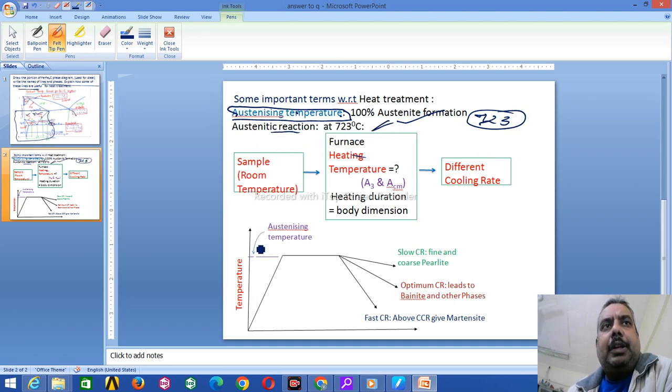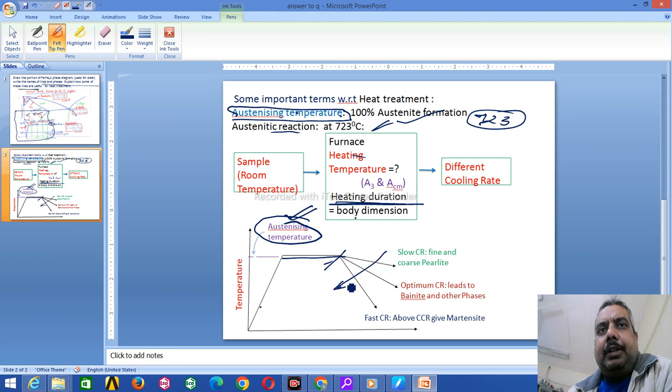So the sample is taken at room temperature, then it is heated to the austenizing temperature. This temperature, which is decided by A3 and ACM, is important. Then depending upon the sample, we have to find the heat duration time, which depends on the dimensions of the sample. After that heating, we have to cool the body. The cooling rate can be different. Here, the cooling rate is increasing. The top one is the slowest cooling rate.